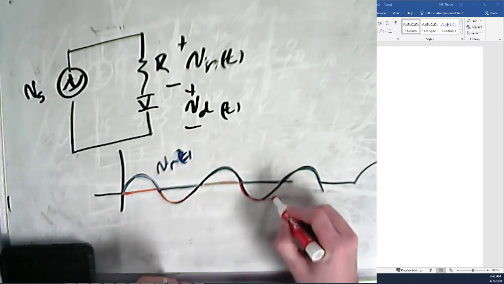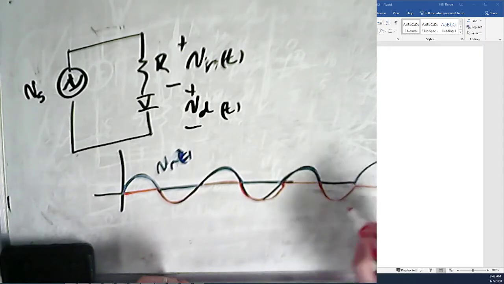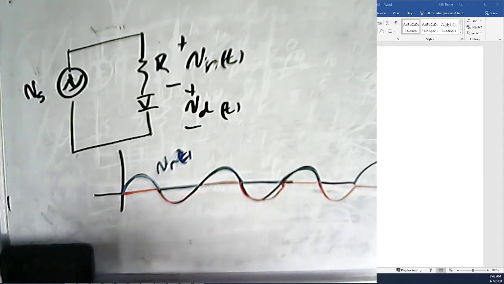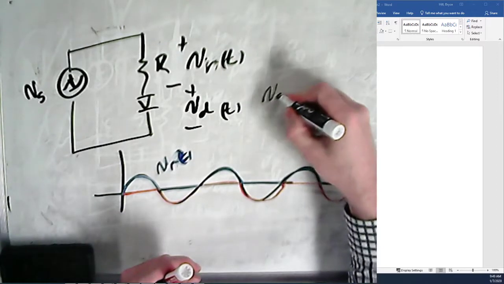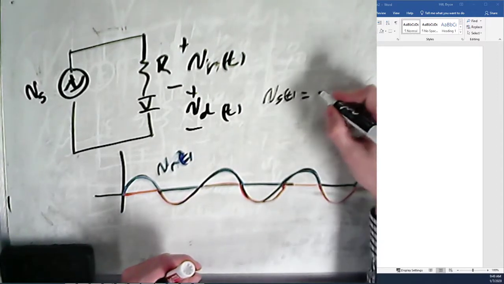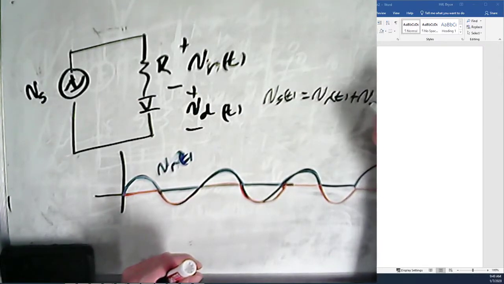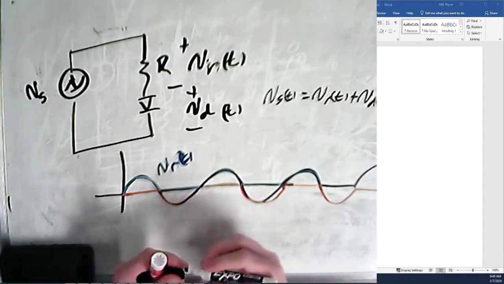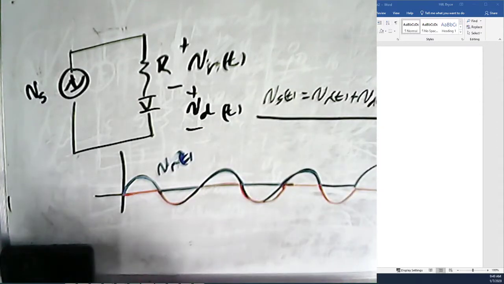And of course, this means that KVL still works. In other words, Vs of t is equal to Vr of t plus Vd of t. So KVL still works. Okay.